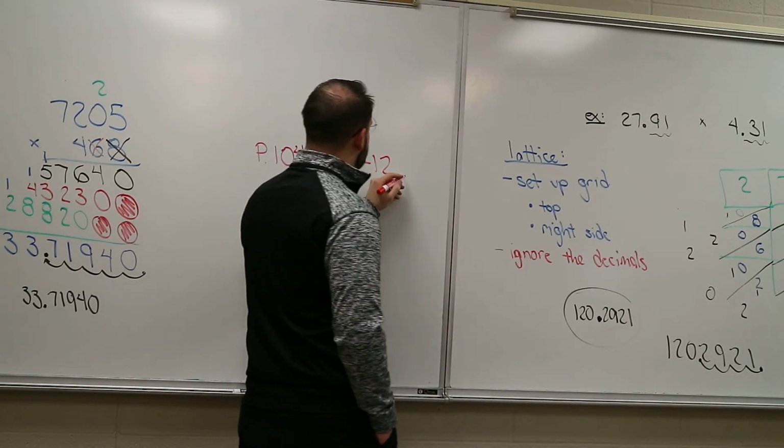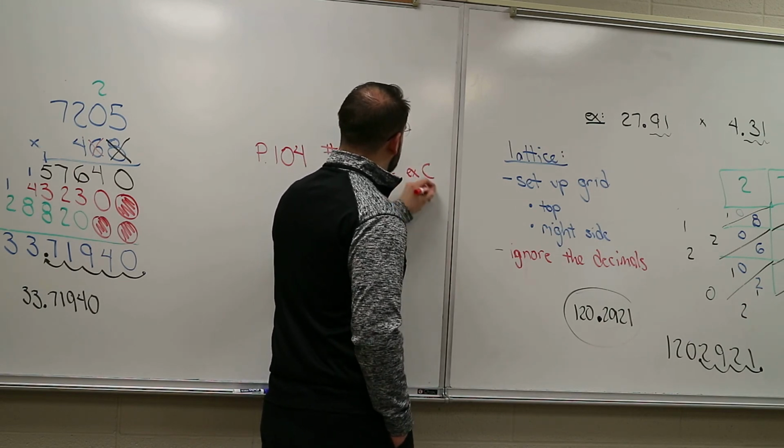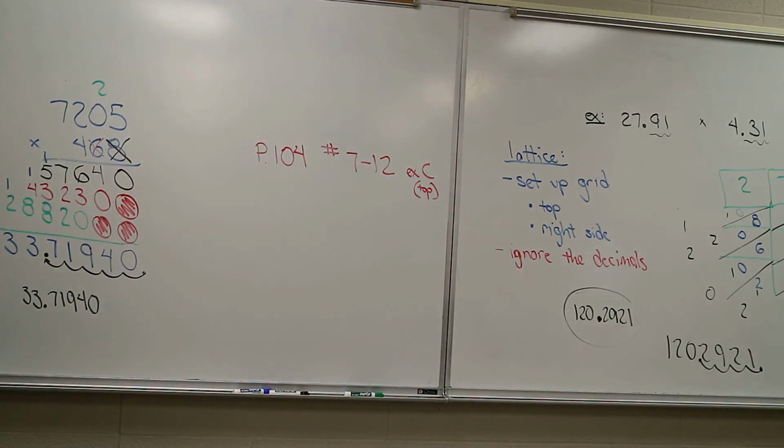Now, these exercises are exercise C. Make sure that you're looking at the top of the page. That's where the exercise C numbers are on that page, right at the very top. So it's 7 through 12. Make sure you're doing 7 through 12. It's like one of the rows or columns kind of going down.